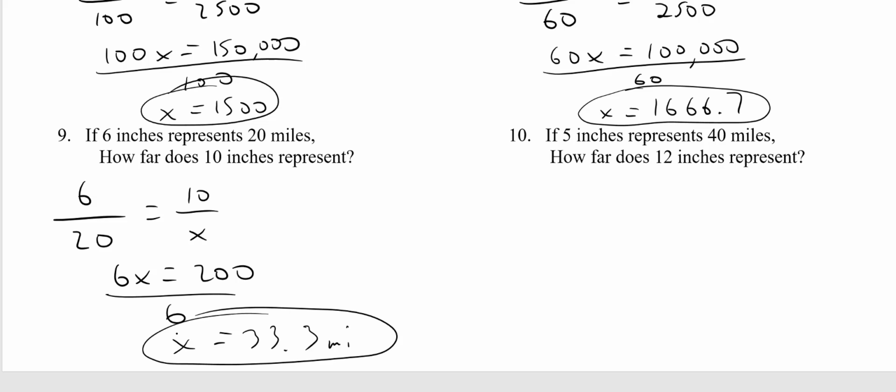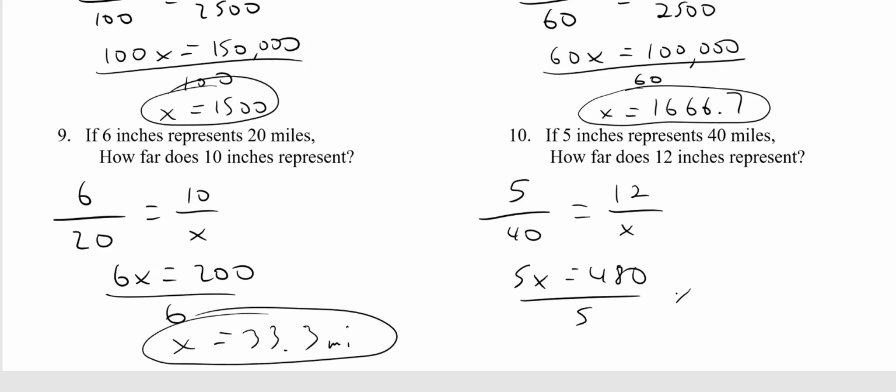Not bad, okay. And the last one, if 5 inches represents 40 miles, what about 12 inches? How many miles is that? Okay, so 5x is equal to 480, divided by 5. X is equal to 96 miles.